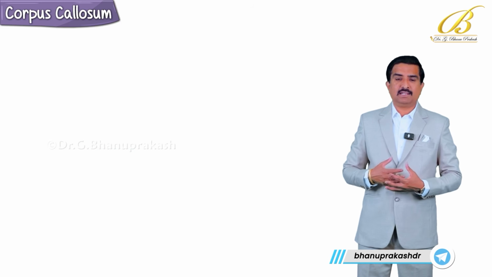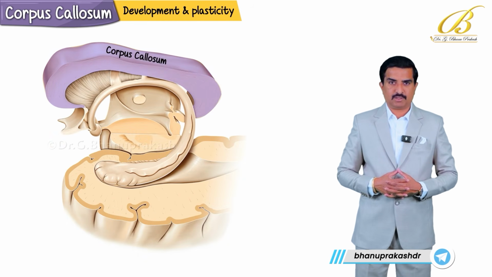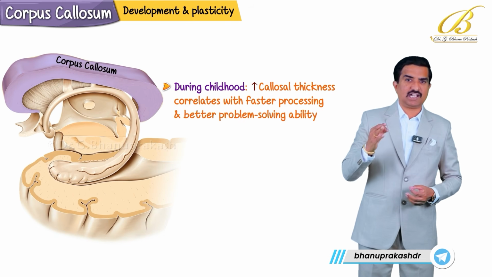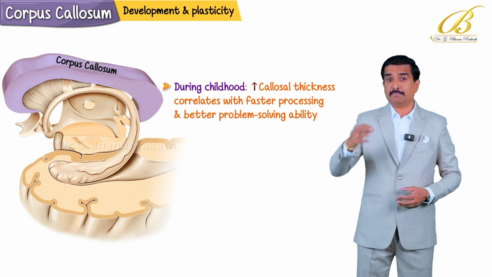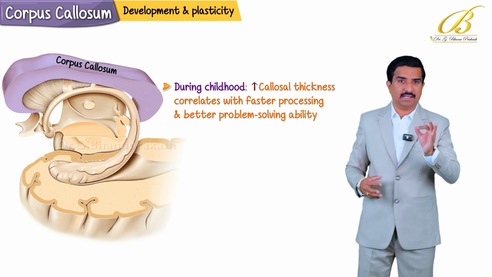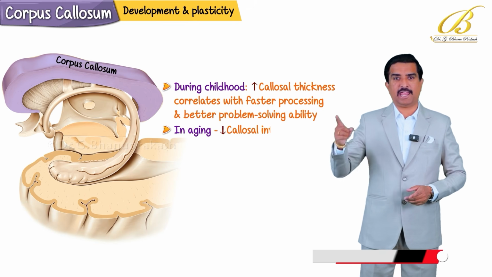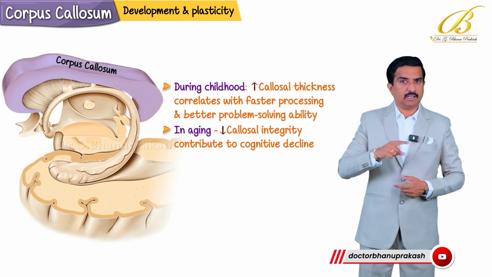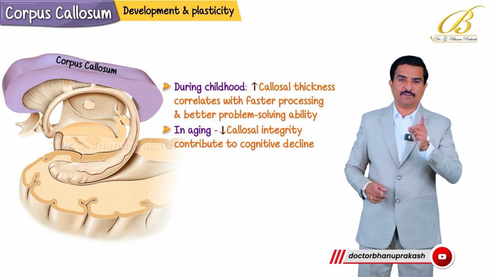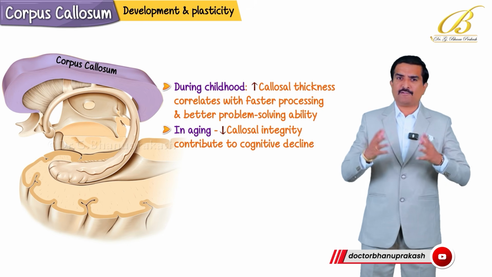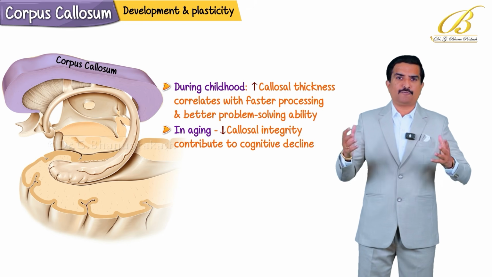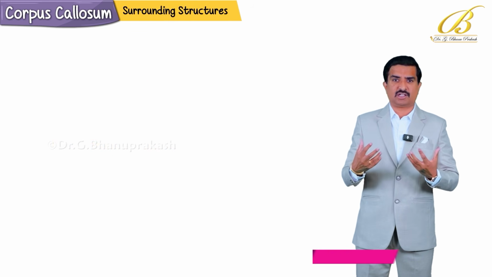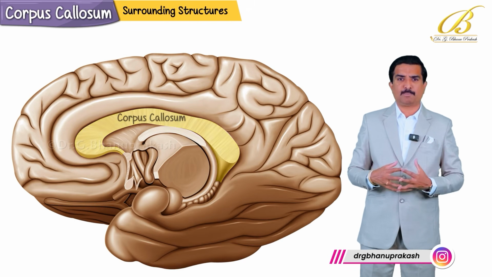Now let's talk about development and plasticity. During childhood, increased callosal thickness correlates with faster processing and better problem-solving ability in children. But in aging, there is reduced callosal integrity that can contribute to cognitive decline. Now you have understood the beautiful corpus callosum, you also need to understand the surrounding structures which are present near the corpus callosum.